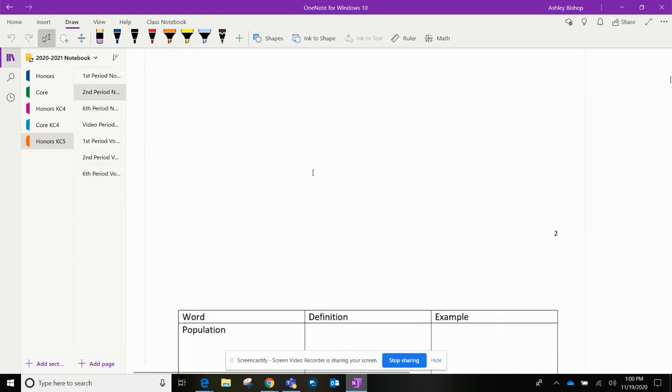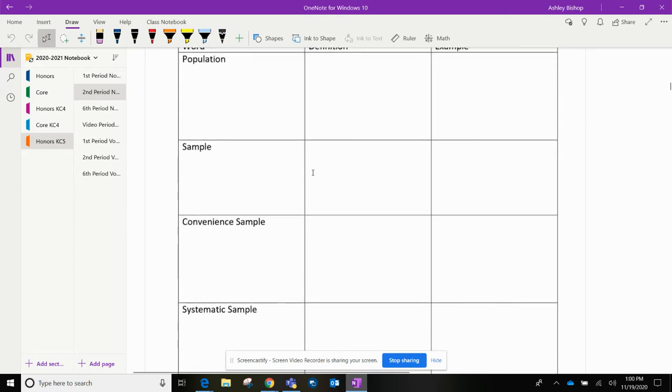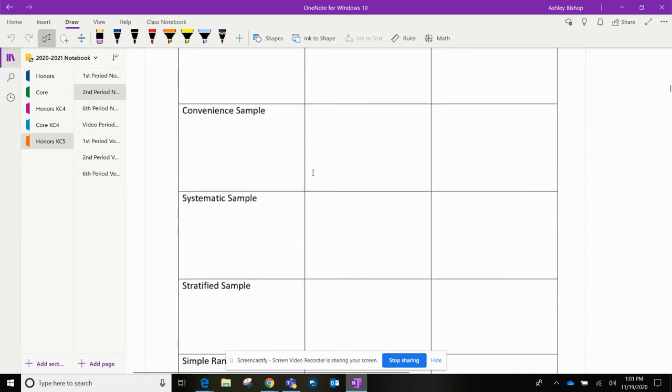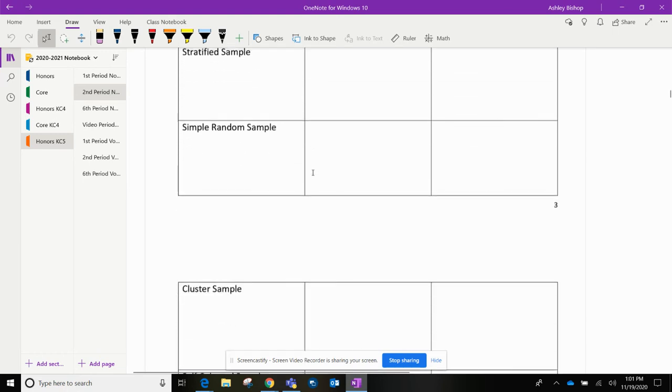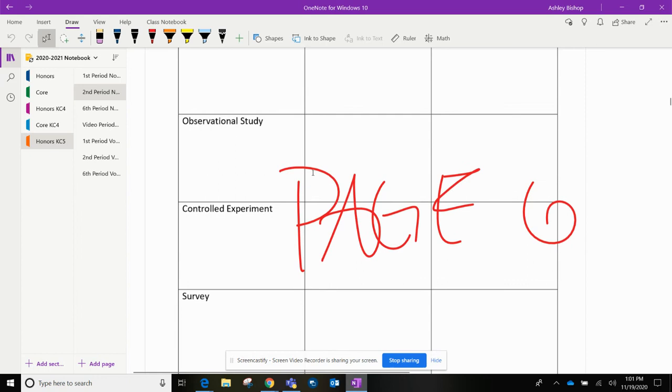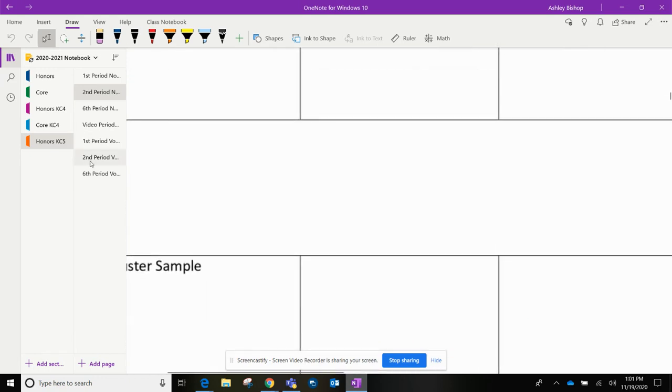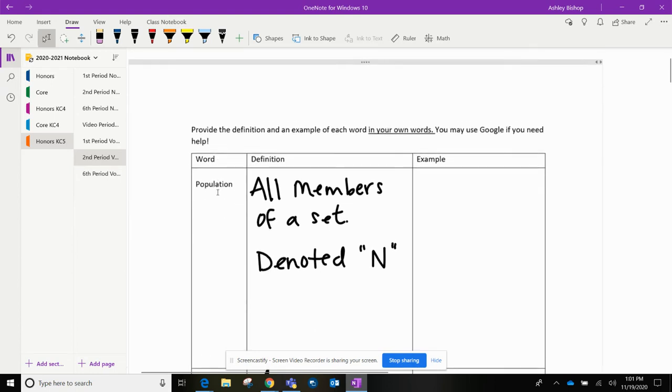If you go to your packet and go to page 3, you will see a chart of notes and you want to make sure that you are following along. It is very important that you get these explained from me so that I can help you determine between the different types of samples. I have the definitions already written, so you may need to pause the video.